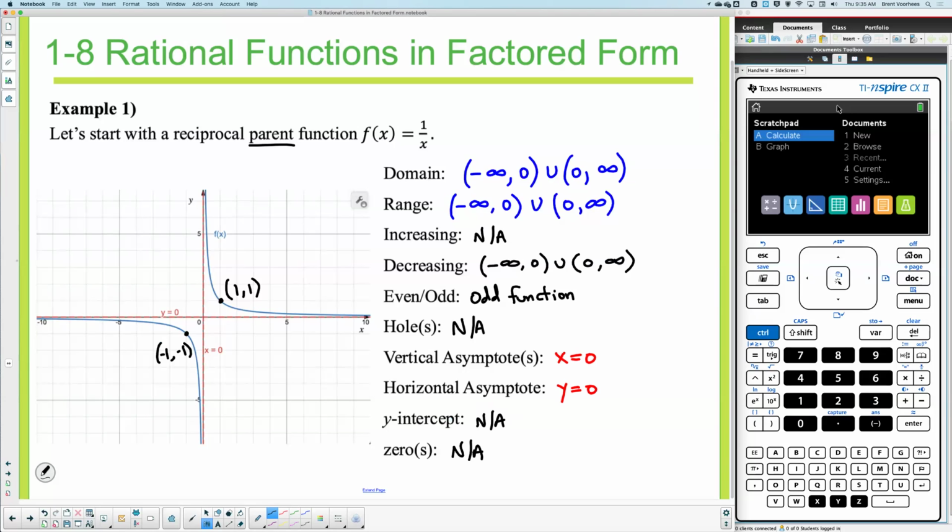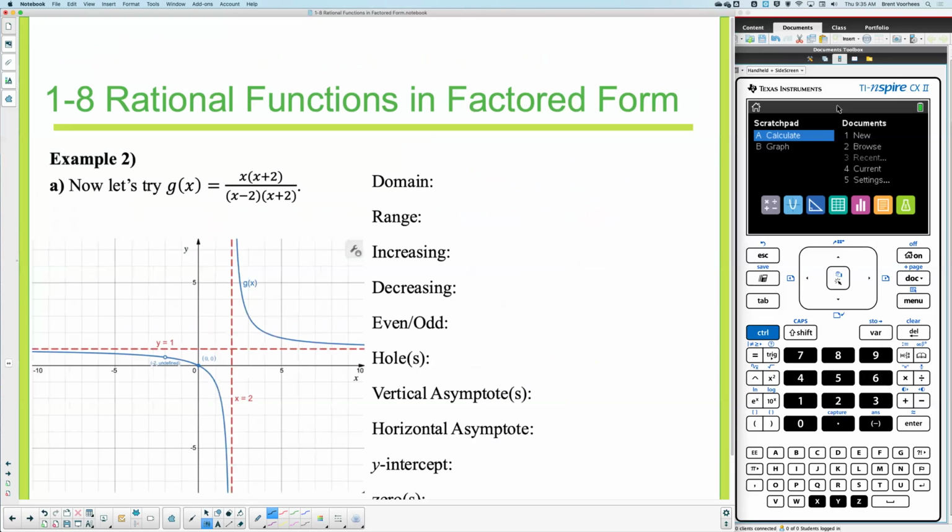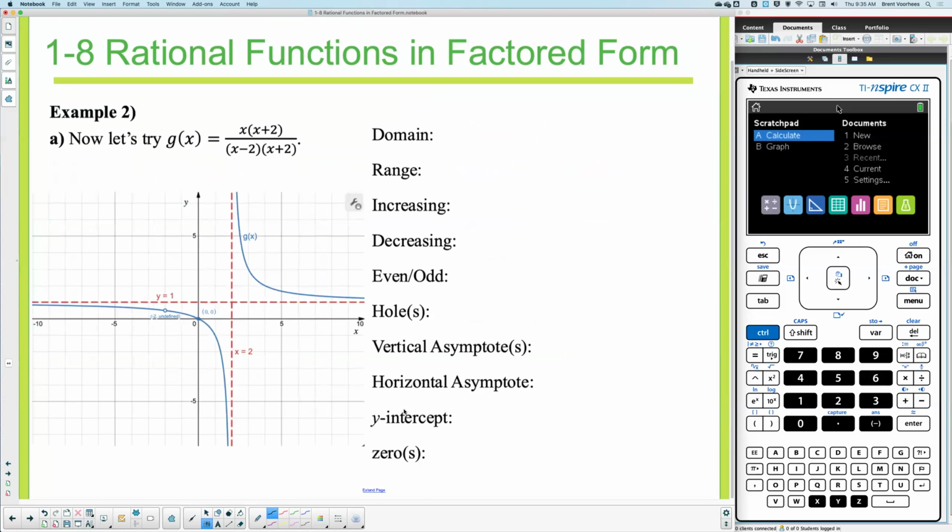That's how the typical key features look on the parent function. Now here's the deal. We won't see any graphs that are exactly like the parent function. They're going to try to mix them up. But these are the standard key features. Now, when we get to example 2, I'm going to start showing you what happens as we complicate the graph.